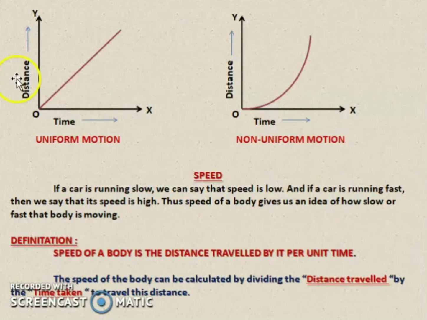So this is the graph for uniform motion. Here the time is plotted along the x-axis. The distance is plotted along the y-axis. We will get a graph of a straight line.